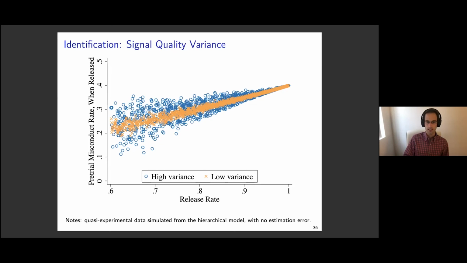Signal quality variance is going to be given by dispersion in the y-axis. So you can think of this as if I have two judges, they both release 70% of defendants, but one is releasing defendants that are misbehaving at very high rates, one is releasing defendants that are misbehaving at very low rates. Then that judge that's only releasing the low misconduct must have very high ability to detect who is going to be misbehaving. The one that's releasing at high rates clearly does not have a high ability. So if there's a lot of variation in the y-axis, that's going to mean signal quality varies quite substantially across judges.